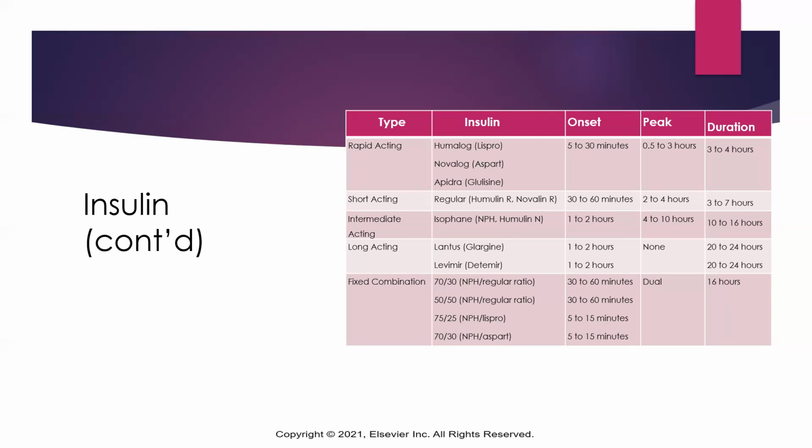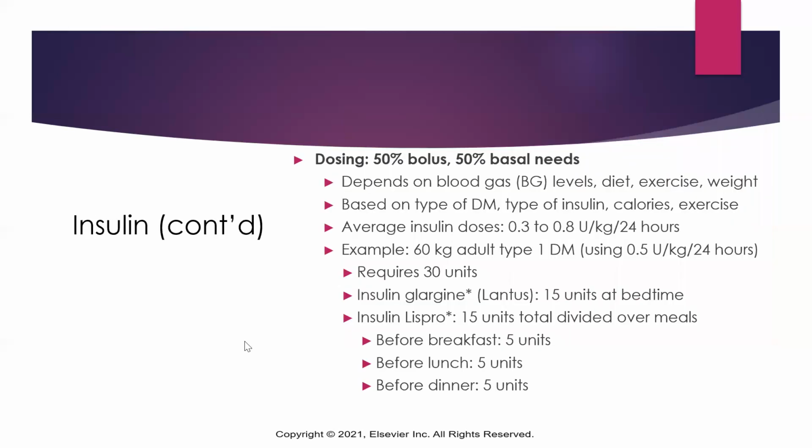Then we have fixed combinations. This is when we're dosing that NPH, which is the intermediate acting, along with a regular. So we're going to have a duration depending on what that ratio is of NPH to regular. For peak, we have that dual of what the NPH peaks at and what the regular peaks at, and these are going to last 16 hours. So this is a chart that I want you to become very familiar with. This is the one that I would highlight. I would probably memorize it. I would know the generic names and the brand names of these. All right, so I just did some clinical pearls for you.